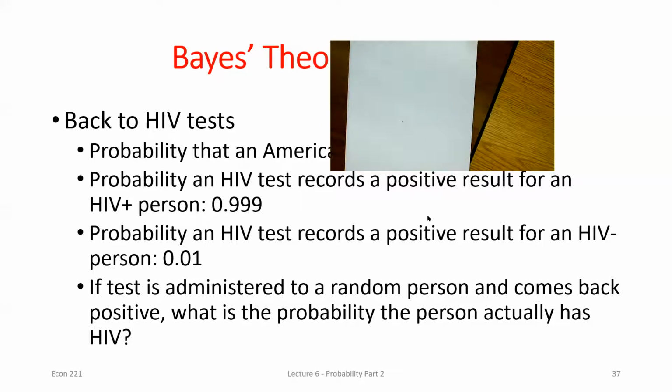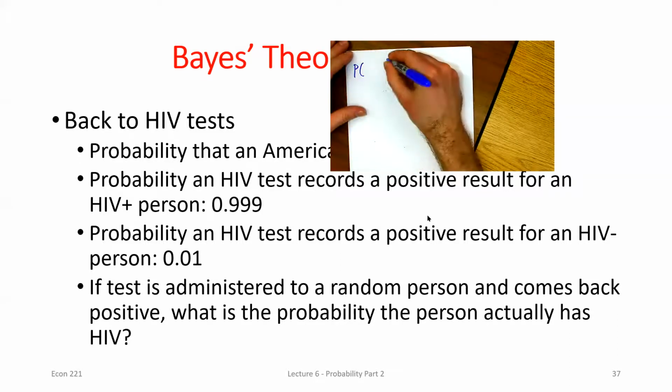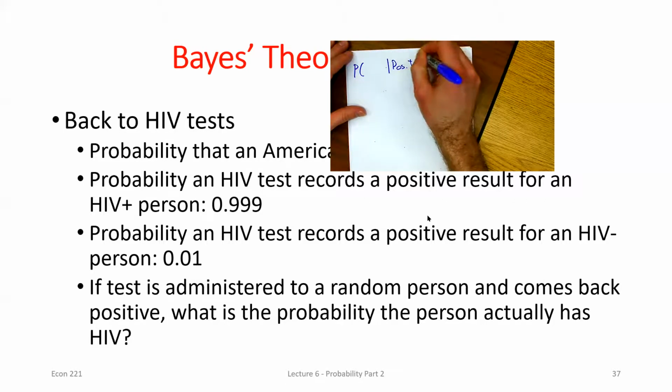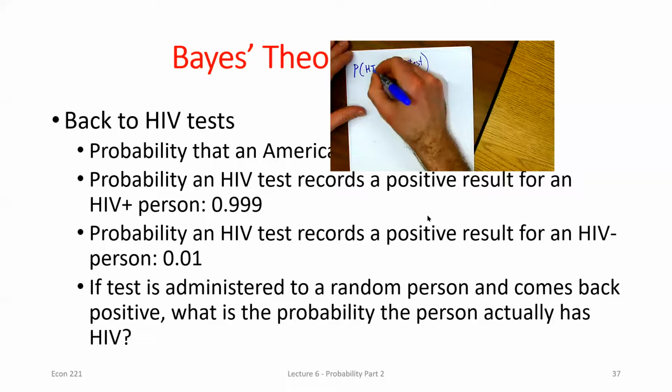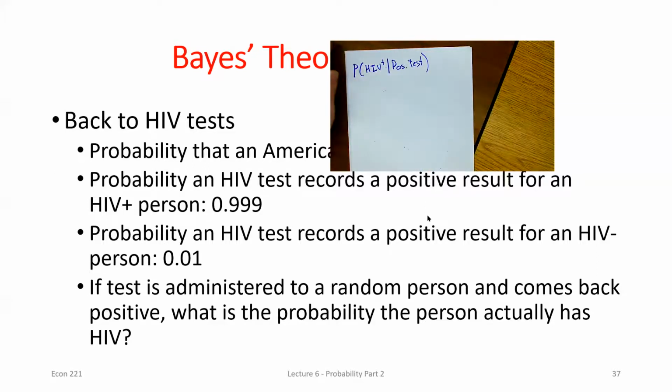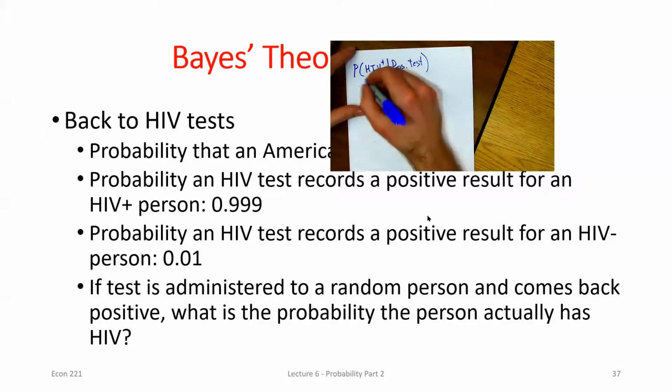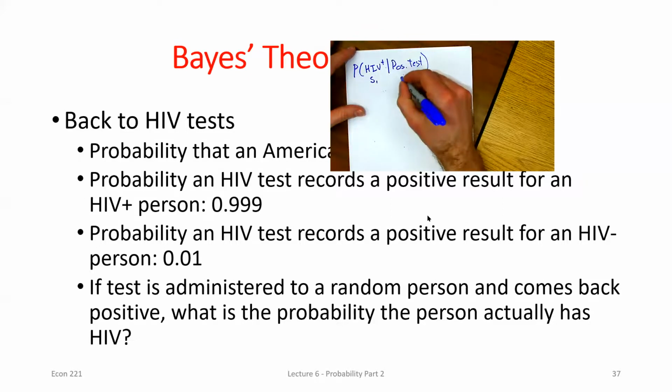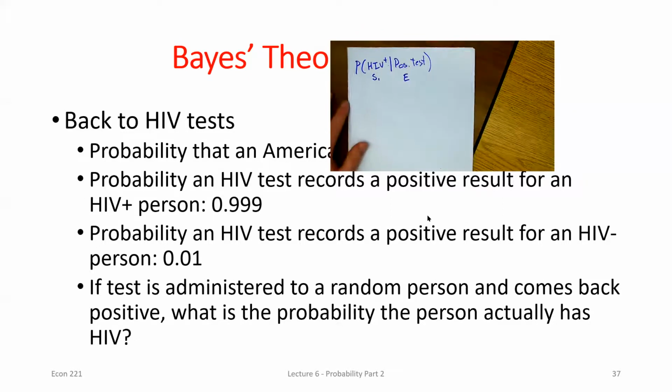So if I administer a test at random and it comes back positive, right? So I give somebody a test I chose at random and I see a positive test result. What's the probability that the person actually has the disease? Hopefully this is high, right? But we'll see, we can compute this. So I've got my state of nature here and my outcome of the test, okay?